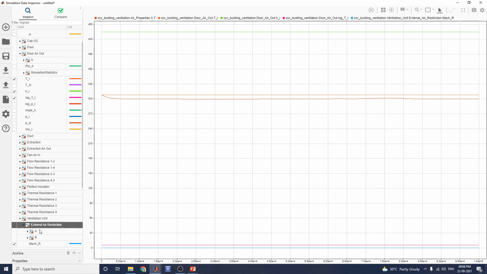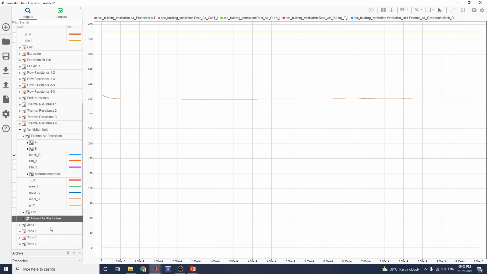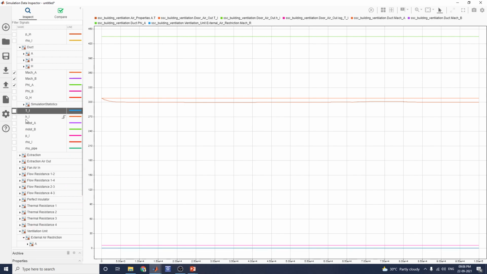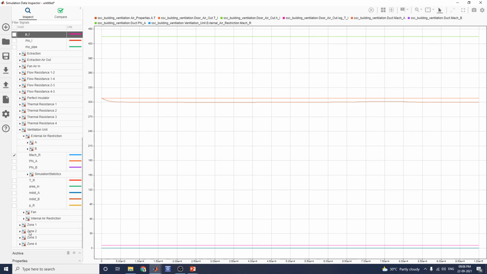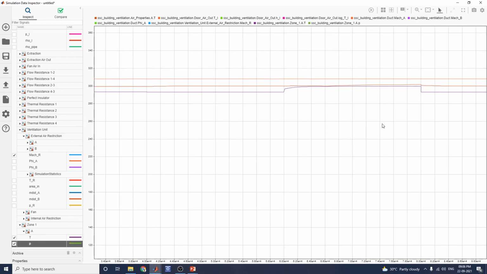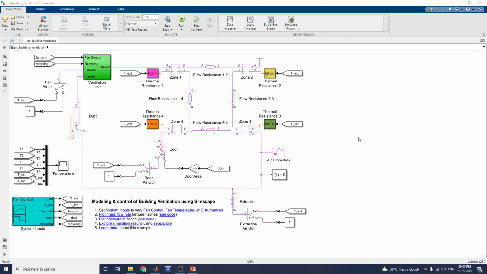In this manner you can analyze the output. What is the internal air restriction? In this manner you can analyze the output. With each and every run you can vary the pressure, for example fixed and variable type. You can compare the result with this interactive Simulink data inspector block.